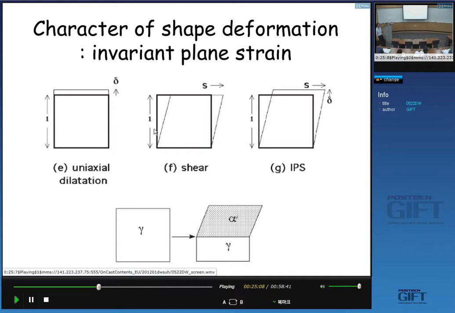The second one is simple shear. Here is the original shape, and we can deform the cube by simple shear, and the final shape will be this one. Also, this plane will be an invariant plane. And the third type is the combination of this uniaxial dilatation and simple shear, dilatation and shear. This is the general type of invariant plane strain. And also here, this plane will be the invariant plane.